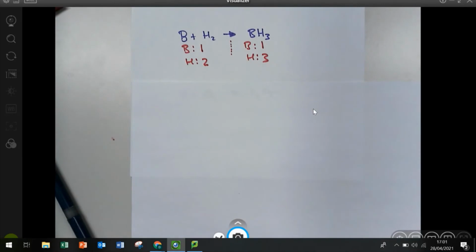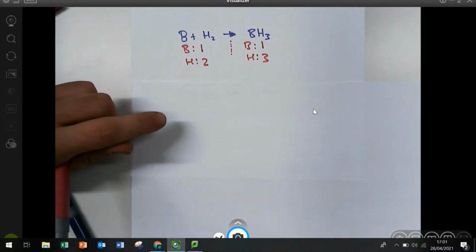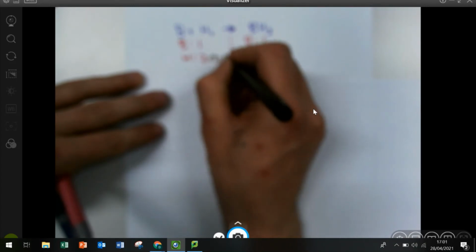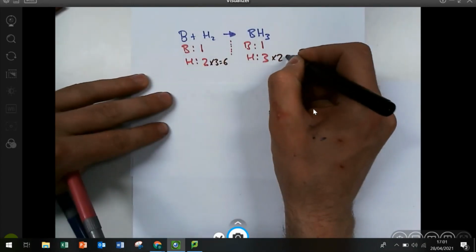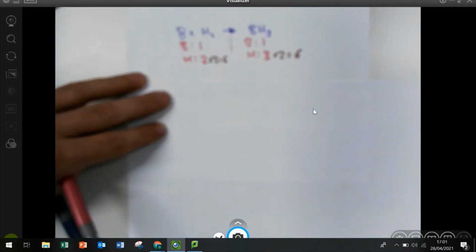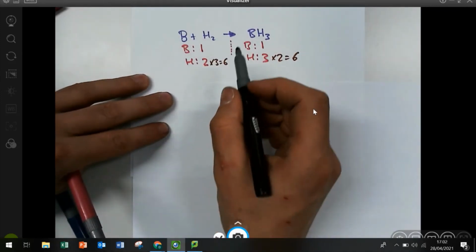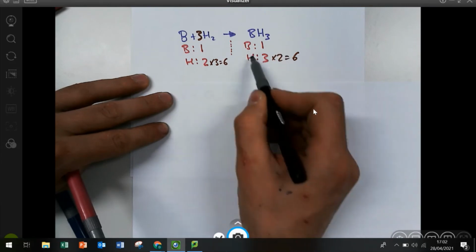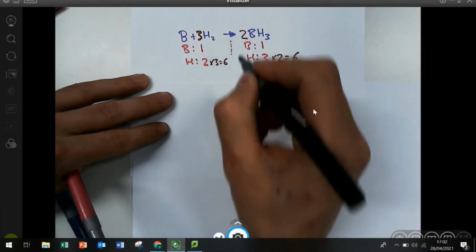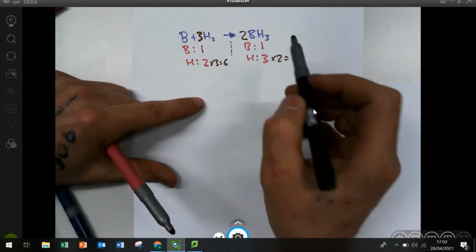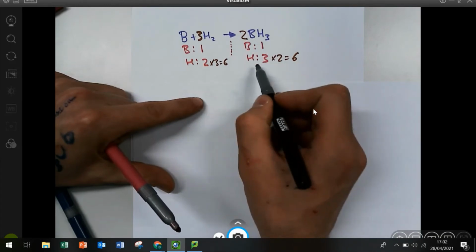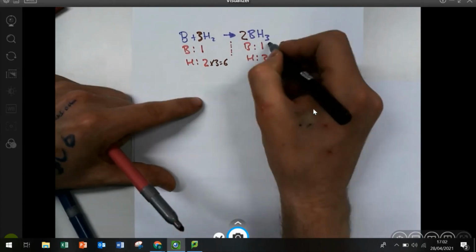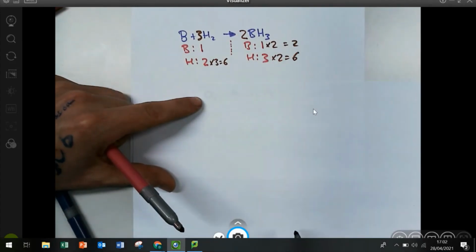So what we can do is find the lowest common multiple. So we can times this by 3 to get 6, and this by 2 also to get 6, which means we've times the hydrogen by 3, and we've times this side by 2. Now, because I've times this side by 2, what have I also changed? I've actually also changed the number of boron that I've got. I've also times this by 2.